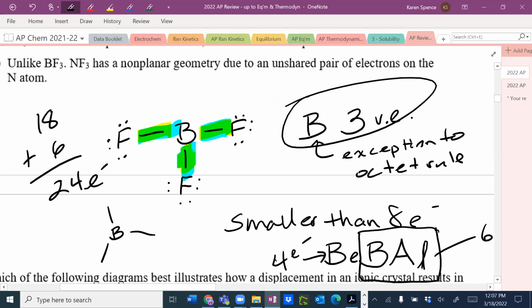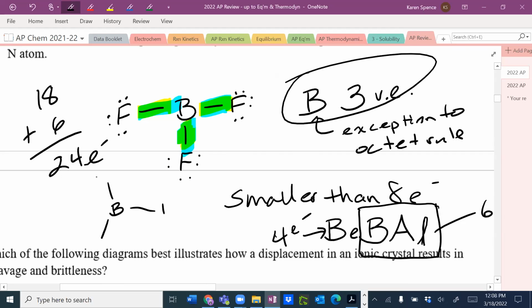So once again, we have our trigonal planar arrangement, and this is symmetrical, which means it is non-polar. Okay.